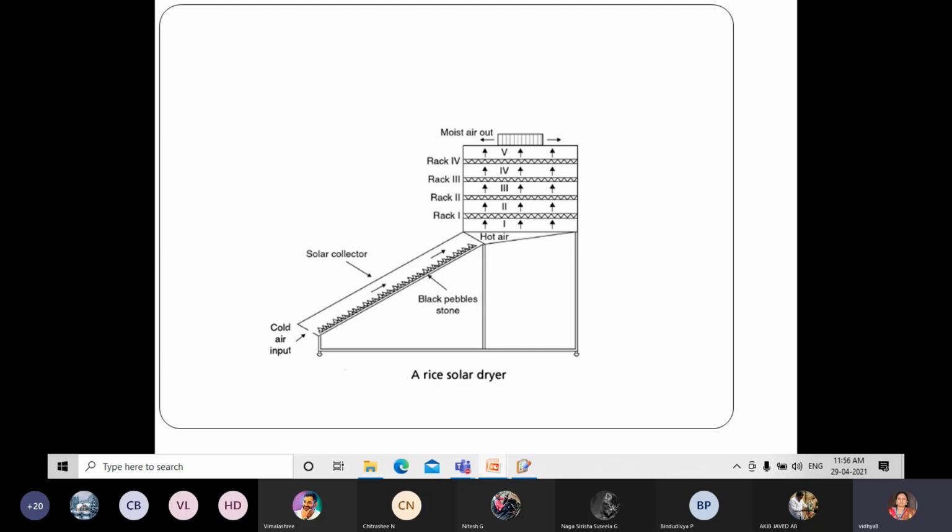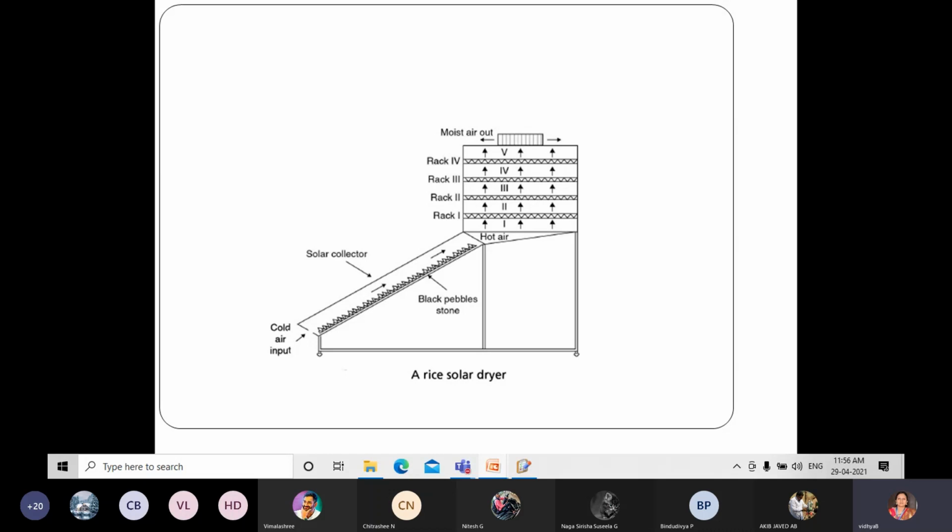First, solar collector. The solar collector draws the sun's radiation, and air is also collected. Cold air is collected, and the output is hot air. That hot air is circulated to the drying chamber. Drying chamber. Okay. From that drying chamber, what happens when you get hot air?